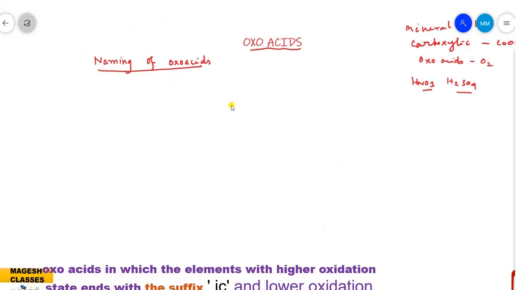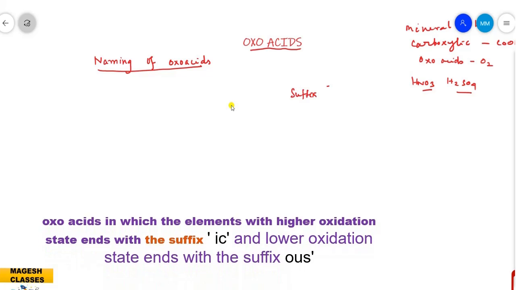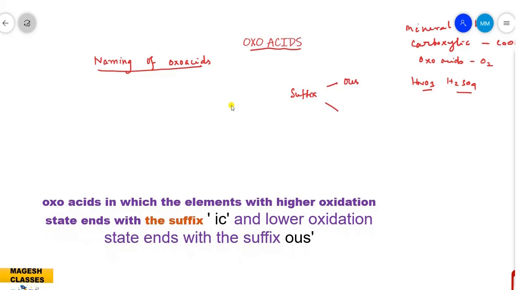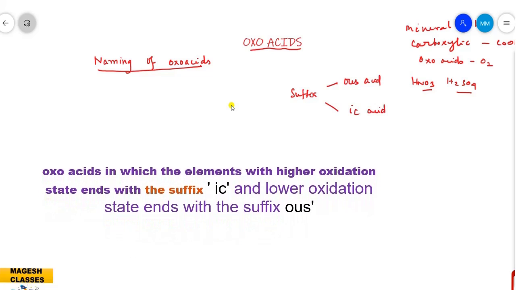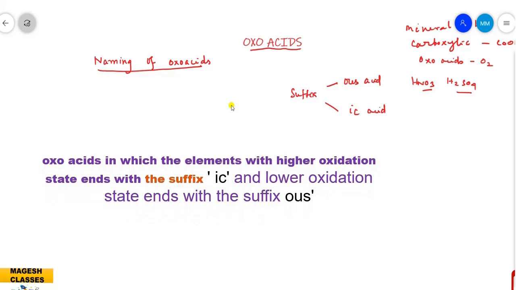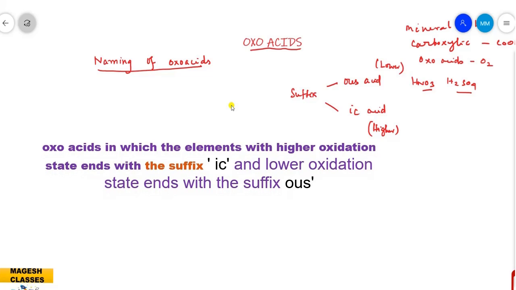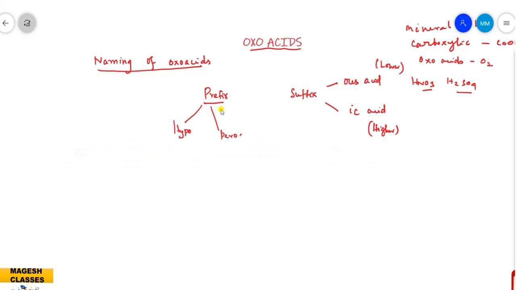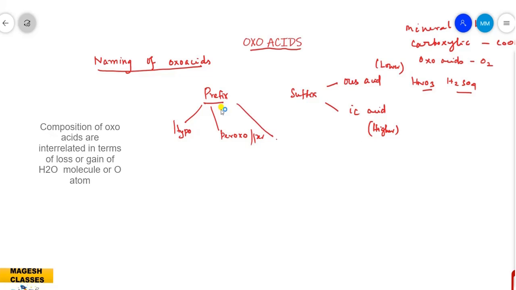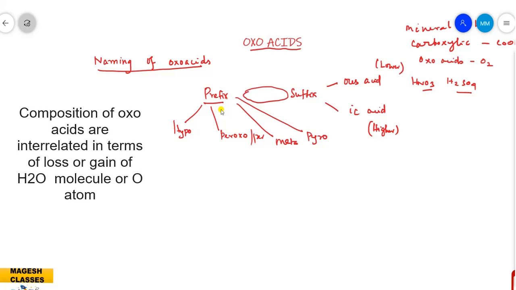In the case of oxo acids, the suffix part consists of two: one is the -ous acid and the other the -ic acid. -ic acids have the higher oxidation state and -ous acids have the lower oxidation state. Regarding prefixes, the first is hypo, then peroxo or per, third meta, and fourth pyro. Here the element part is present.